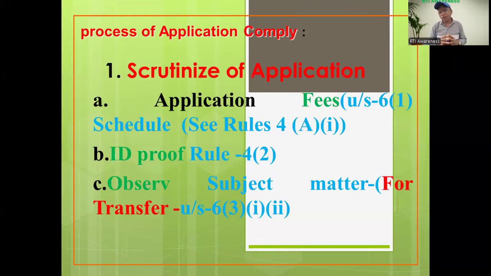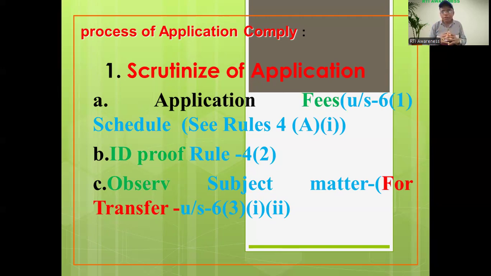Process of application compliance. This is very important. Please listen carefully. Whenever we get an online or offline application, first of all, we have to scrutinize it. First, whether he has deposited the application fee of 10 rupees under section 6.1 or rule 4.1, we have to check.